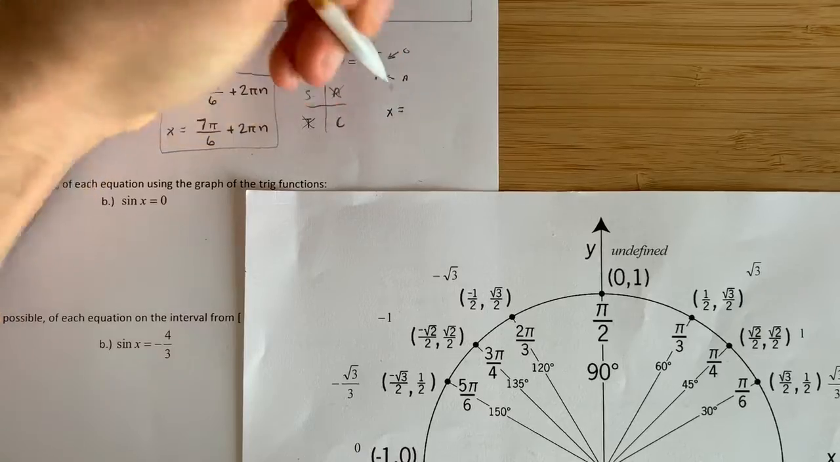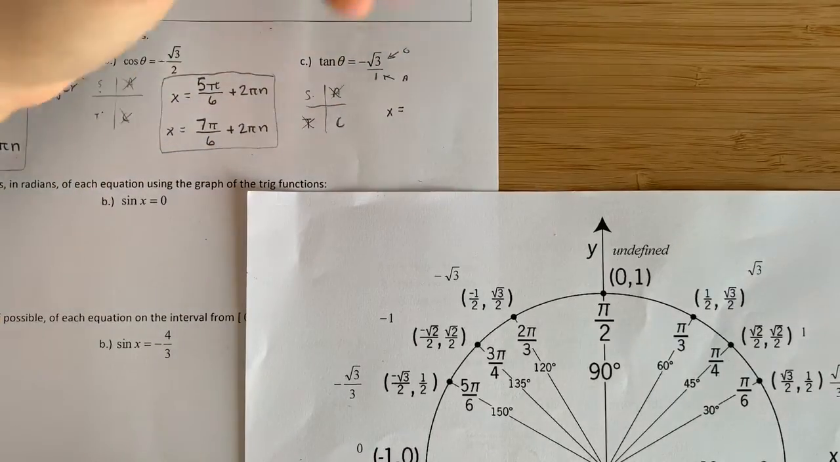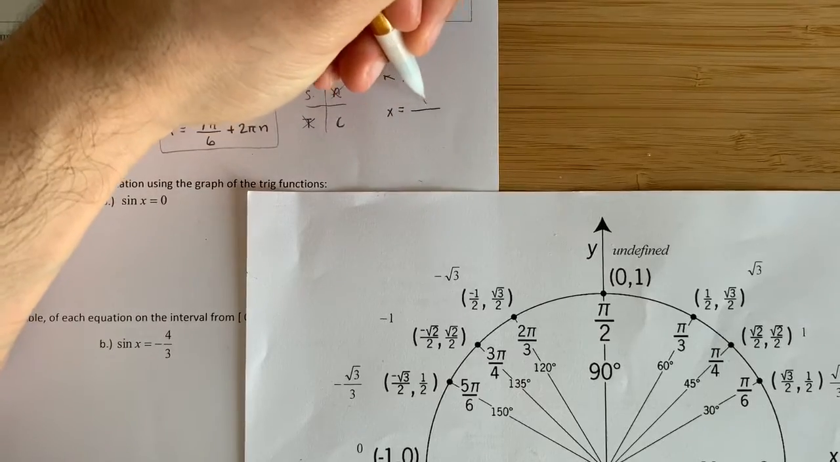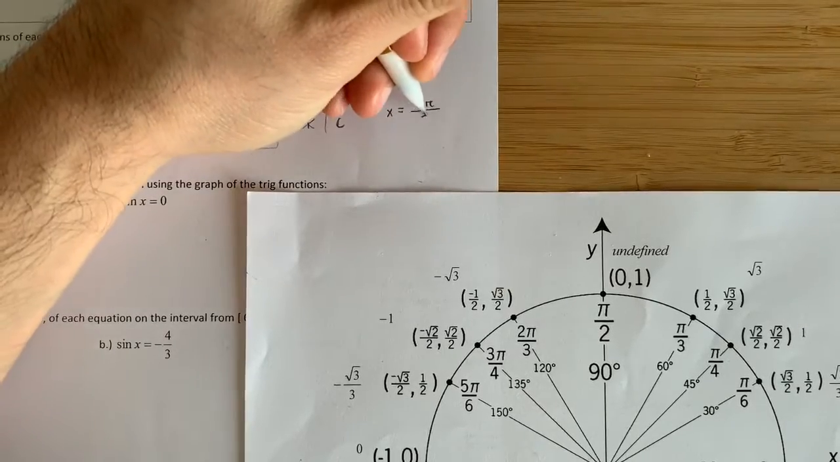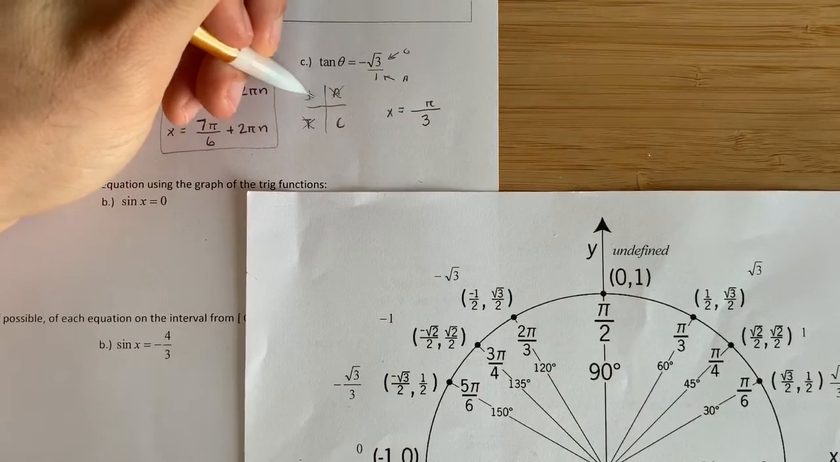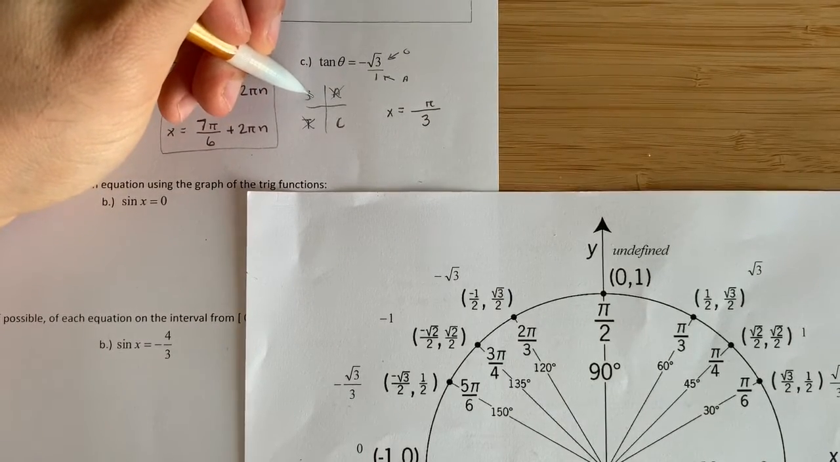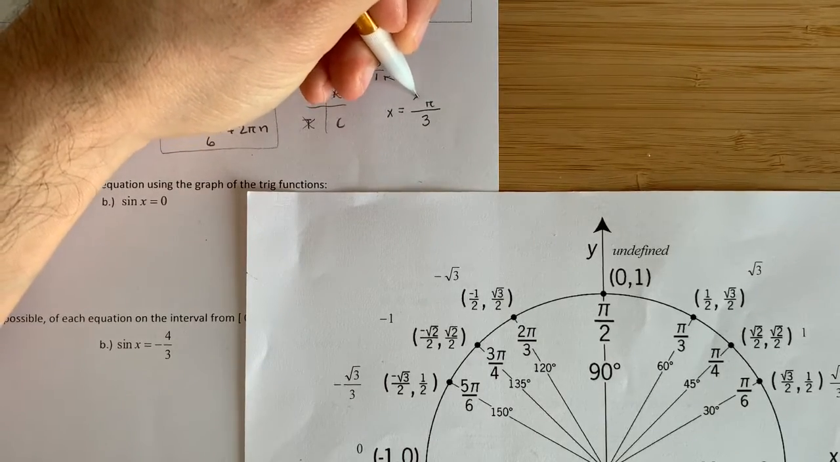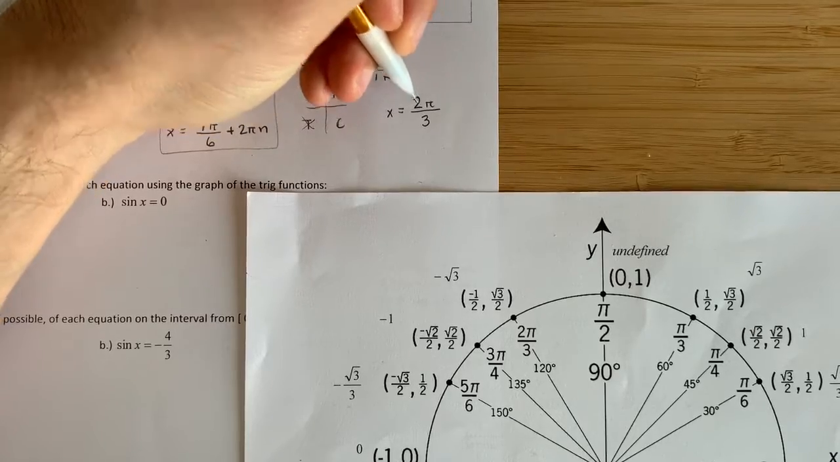So the answer here is, let's see, the opposite being radical 3. Opposite of a radical 3 is a 60 degrees, or pi over 3. To get to this quadrant, it is just short of 1 pi. So 3 over 3 would be 1 pi, just one less is 2 pi over 3.